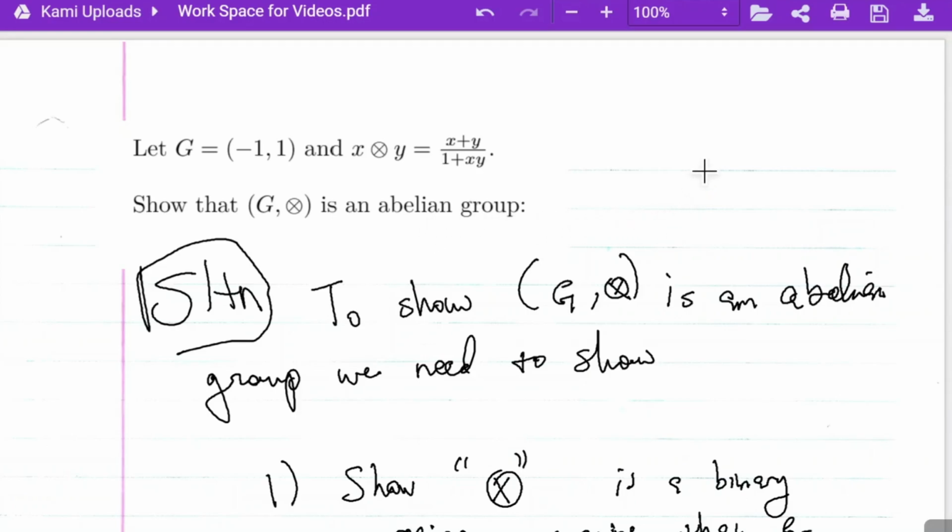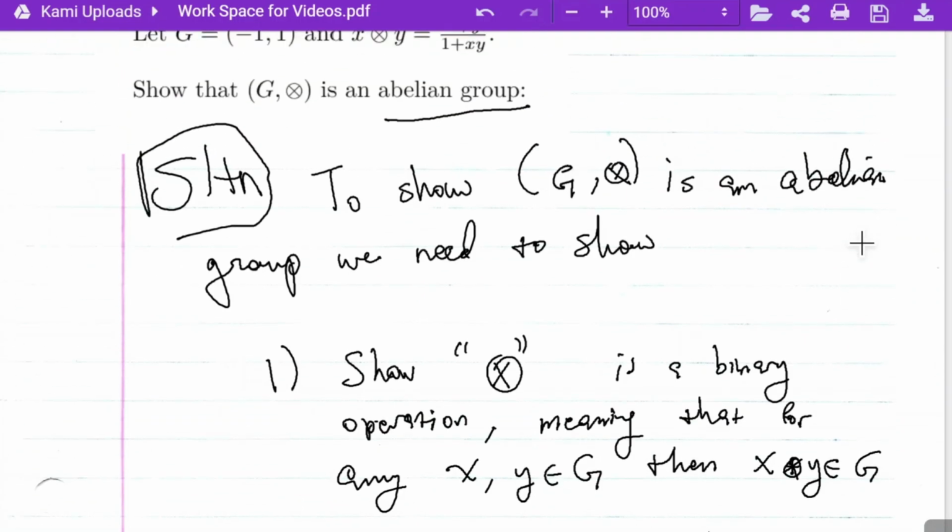Today we're going to be doing a two-part video, and in this video we're going to learn how to prove that this structure, which is represented by the set G equals (-1, 1), and its binary operation x star y, which equals (x + y)/(1 + xy), is an abelian group.